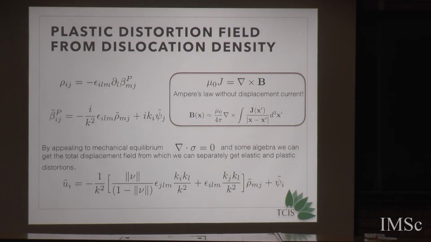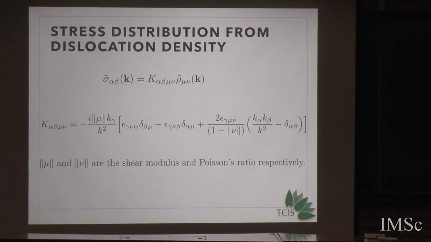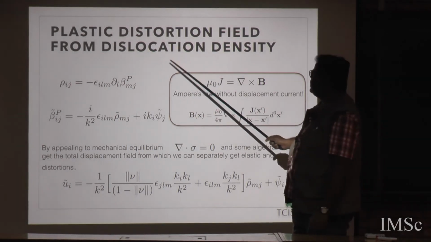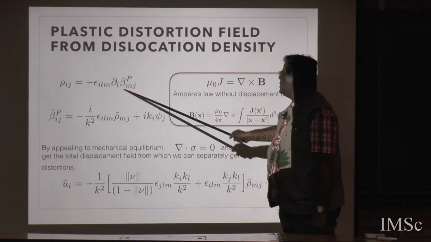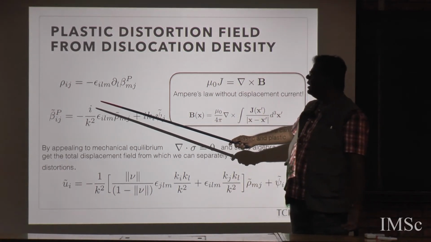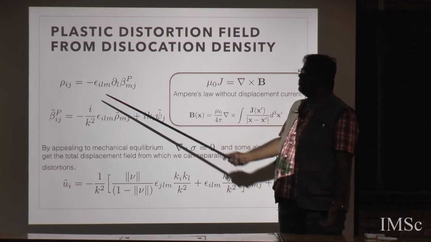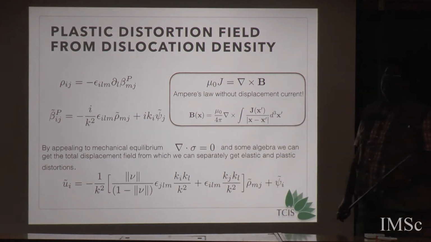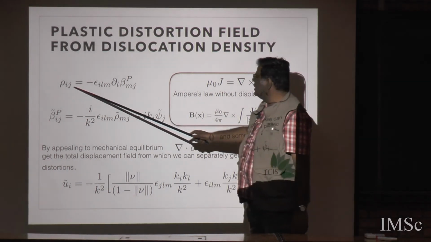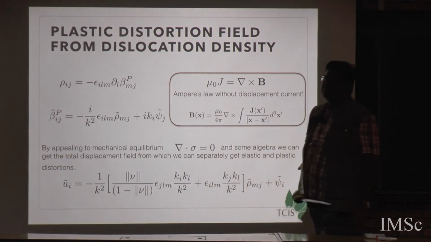Okay. So now, which means that if I know the dislocation density, I can calculate stress. So this is the only message that you need to take from this slide. And now, if I know the plastic distortion field, I can easily calculate dislocation density. But the opposite calculation is slightly more difficult, but it's not that difficult because we know how to do it. I mean, we have done similar calculations in electrodynamics. So this is, if you know the dislocation density, can you calculate the plastic distortion field?